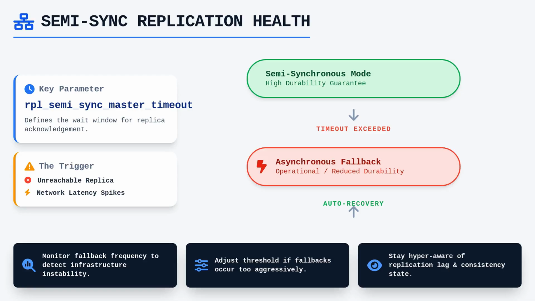Once the replica catches up and reestablishes the connection, the primary will automatically switch back to semi-synchronous mode without requiring a server restart. You should monitor these transitions closely because an excessive number of fallbacks suggests that either your timeout threshold is too aggressive or your network infrastructure is experiencing significant instability. Relying on this automated recovery is convenient, but it requires you to be hyper-aware of your replication lag and the actual state of your consistency guarantees at any given moment.